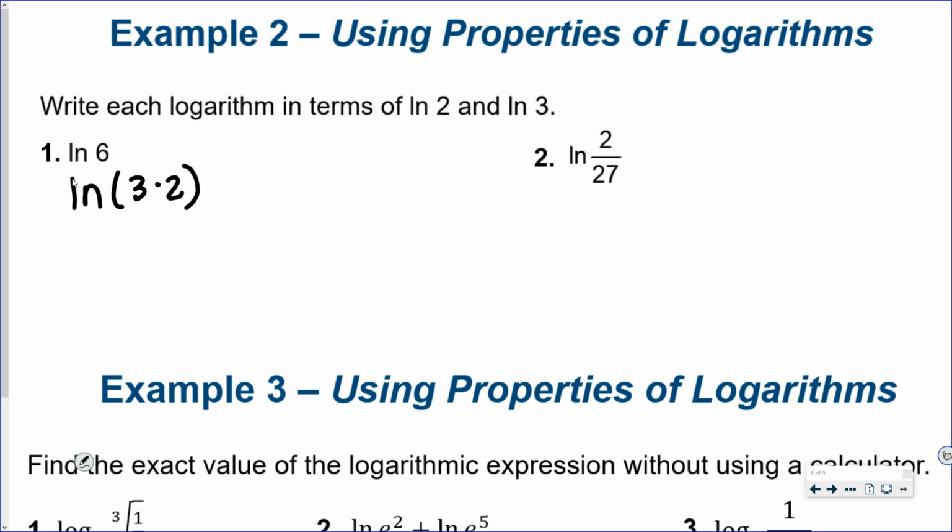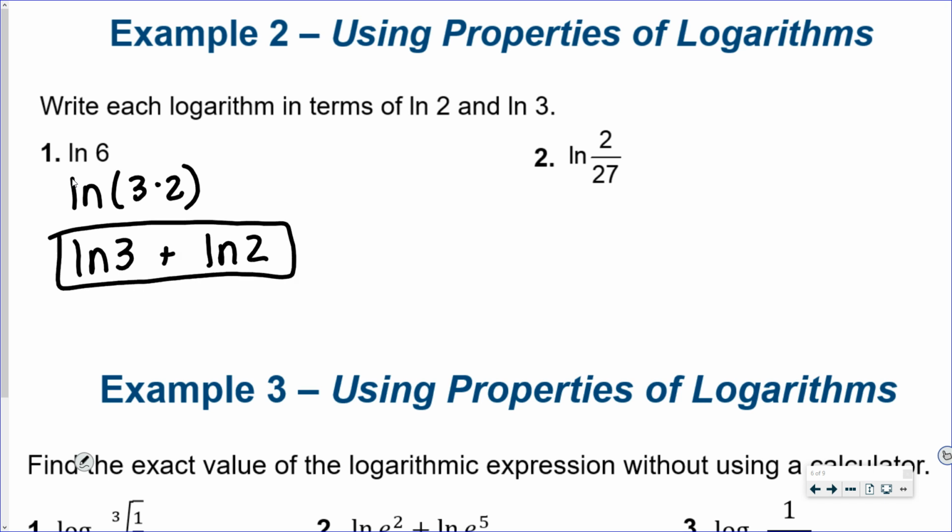So I have a product here. So I can use my product property: if I have the natural log of 3 as a factor times 2, I could separate that as the natural log of the first factor plus the natural log of the second factor, and we'd add those. Yep, because it's a product. That'd be our answer.